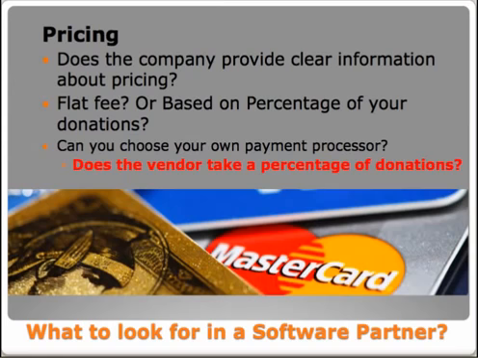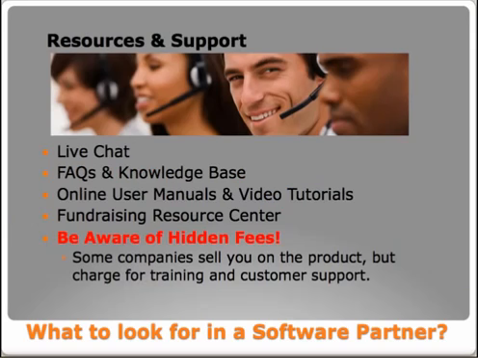As you're selecting your Walkathon software provider, pay attention to the resources and support that are included with the company you choose. Do they have live chat and online tutorials and FAQs? Do they have a resource center that includes downloadable templates and advice and things to help your participants succeed with their fundraiser? DoJiggy includes all of these things for free, and that's something you need to be aware of, is hidden costs. Many companies will sell you on their product, but then they will charge you additional fees for their customer support. So be sure you look at that up front.